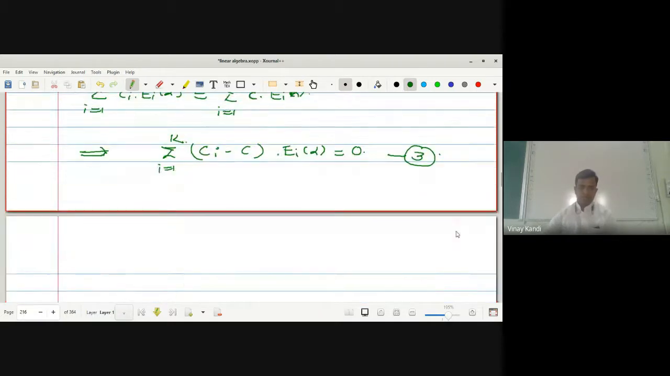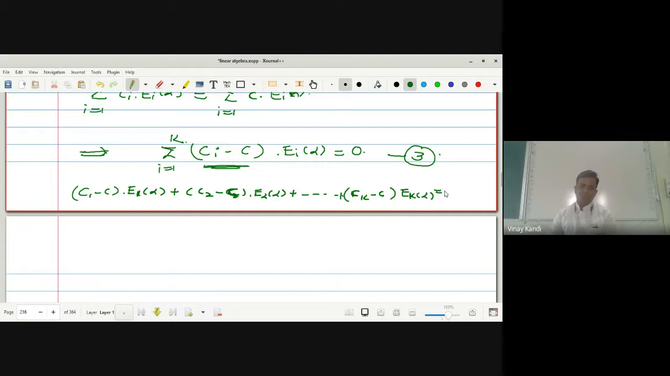Okay. Now look at it. Ci minus c is not equal to what? 0. Okay. What happened? Run it: c1 minus c into e1 of alpha, plus c2 minus c into e2 of alpha, plus up to ck minus c into ek of alpha is equal to 0.